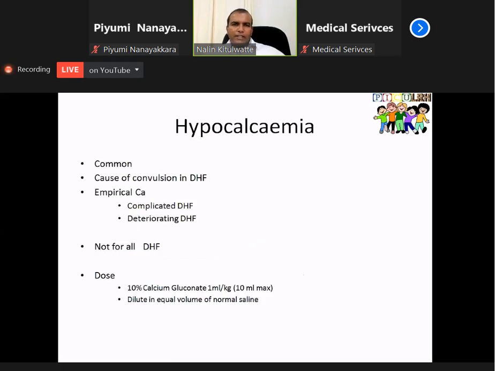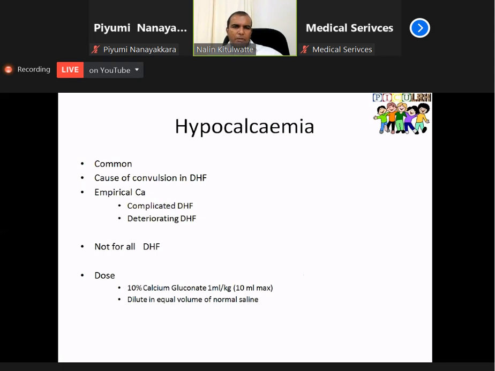Then hypocalcaemia. It's a common cause for convulsions in dengue. So you are using empirical calcium in complicated DHF or deteriorating DHF. Again, not for all. We have seen, even in the very early stage of dengue, some people are using oral calcium. So that's not the key. If you're having a low calcium, that's a different story. But empirical calcium is needed only for complicated DHF and deteriorating DHF, not for all.